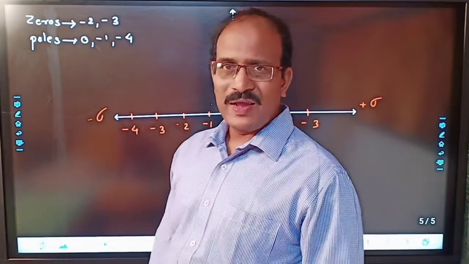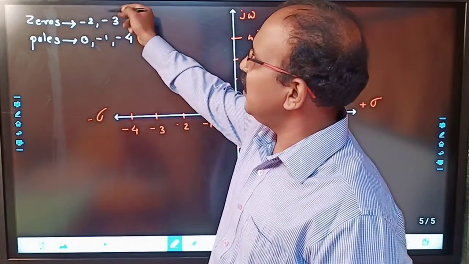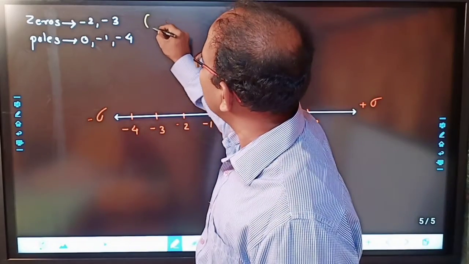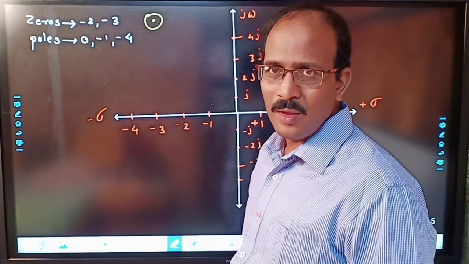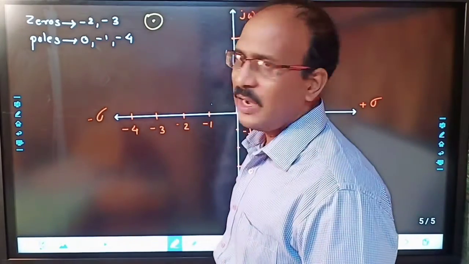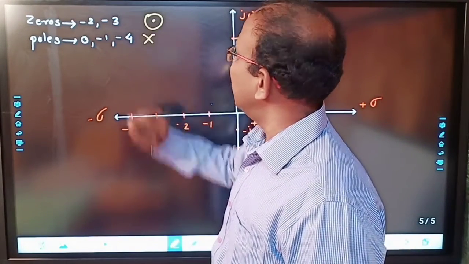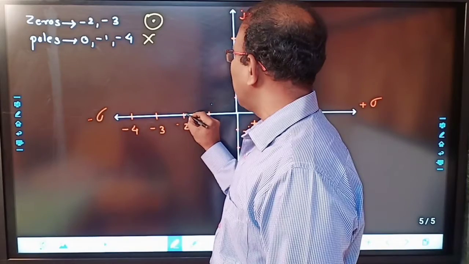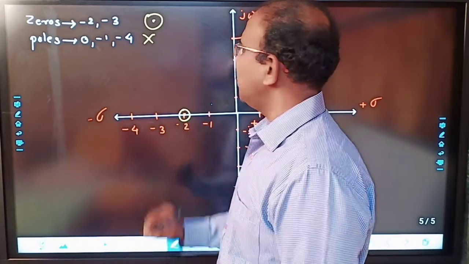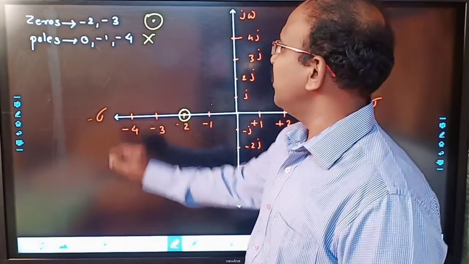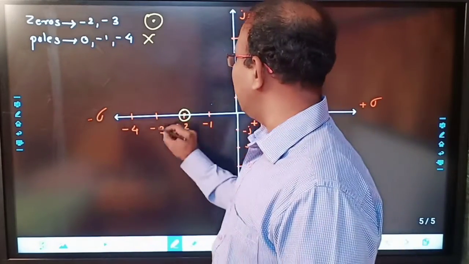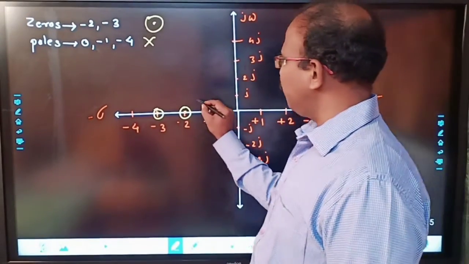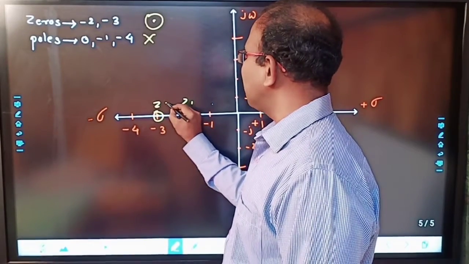Now the thing is how to present zeros and poles. Zeros are always presented like this: there is a point and you circle it out. Poles are presented this way, with a cross. So the zero at minus 2, I can call z1. Here z1 is minus 2, z2 is minus 3. It's very simple to draw. If you want, you can mention z1 and z2.